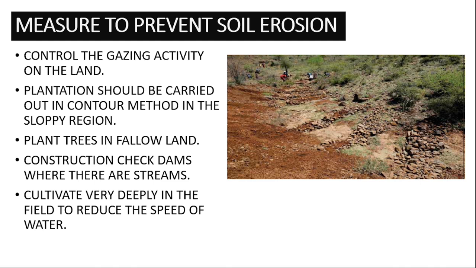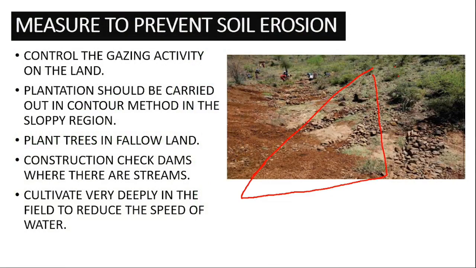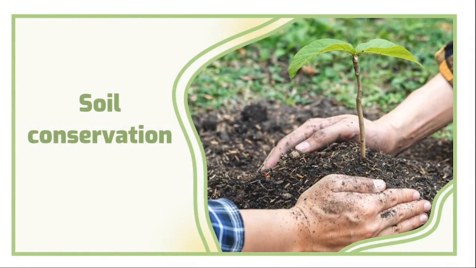We should plant the trees using the slope method, like in this sloping region. Now we need to create it like this. Plant trees in a fallow line. Construct check dams where there are streams. We need to construct check dams where streams are there, and cultivate very deeply in the field to reduce the speed of water.